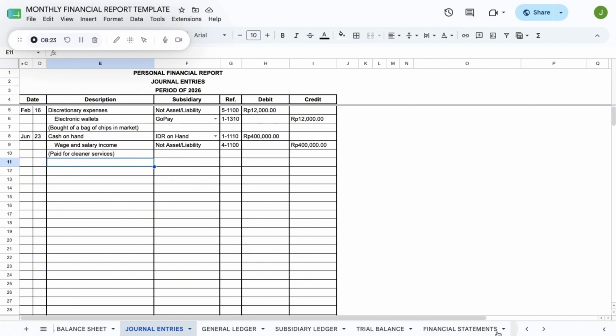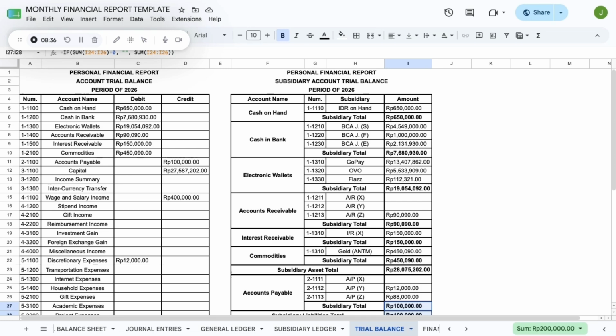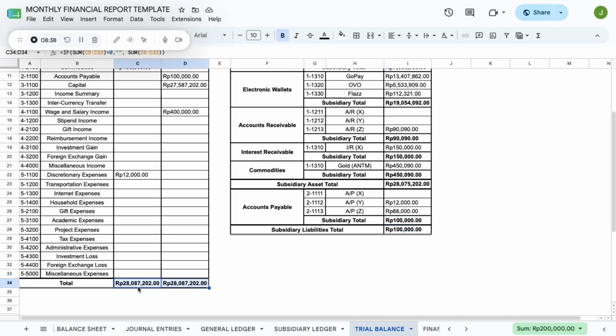Let's see the trial balance now. And as you can see, this is very similar to the initial balance sheet, but now has been added to and subtracted from by all the transactions we've done in the month. And you can see it's also equal. The debit and credit are always equal at every stage of the way. So yeah, it basically means that it's working as intended.